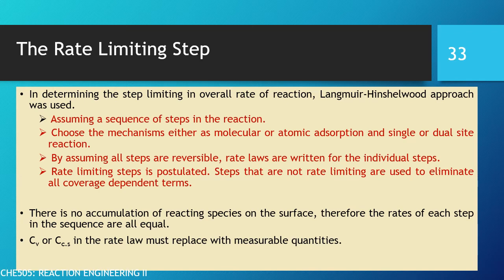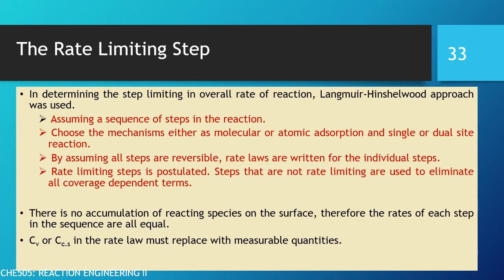What are coverage dependent terms? Coverage dependent terms are the terms for the concentration of species that attach to the active site of the catalyst. So all terms that we write as C_i·S, for example C_A·S, C_B·S. We want to eliminate all those terms, and also C_V, the concentration of vacant sites.